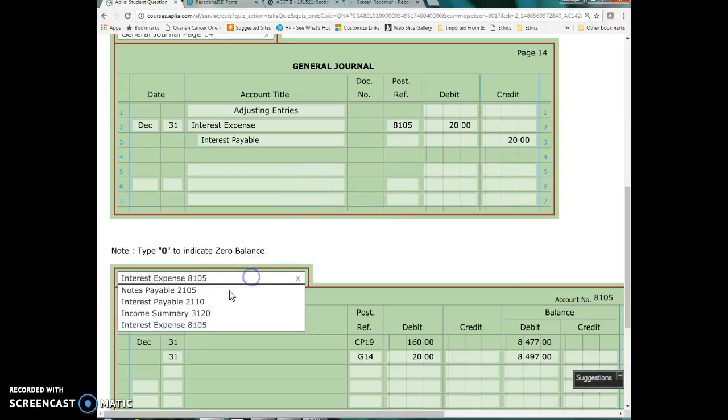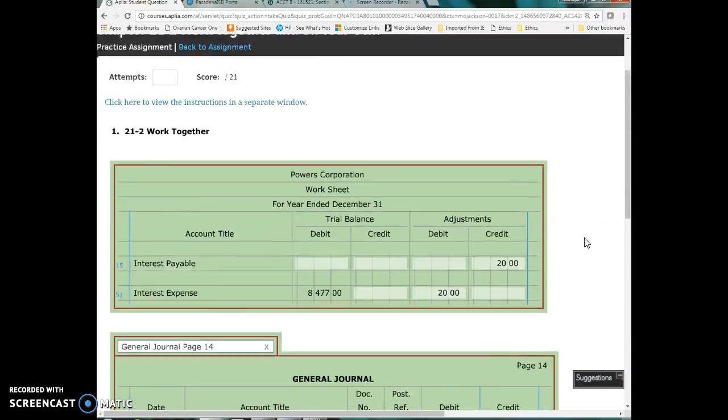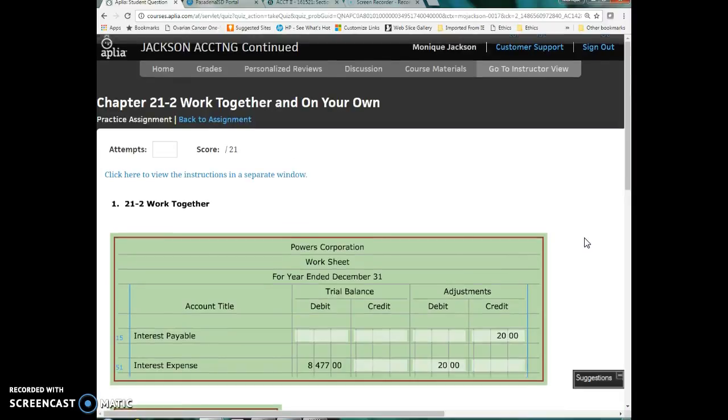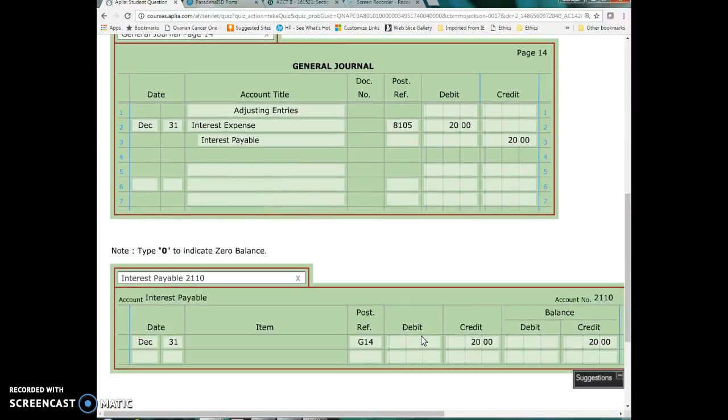Next, we have interest payable. December 31st. Post reference G14. Credit of $20. Credit balance of $20. All right. Next thing. We journalized and posted our adjusting entries.